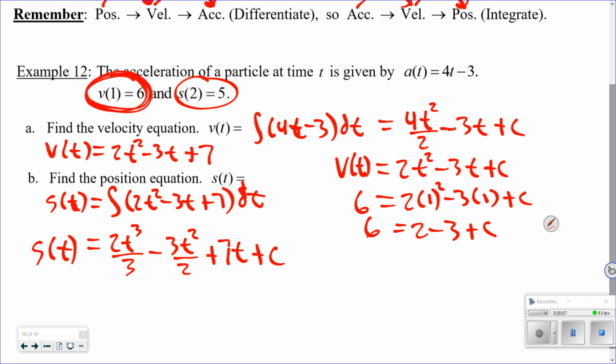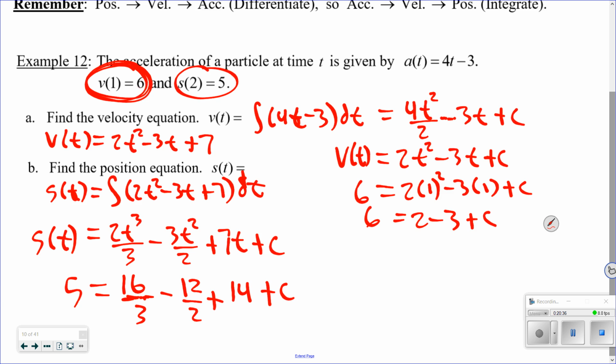So I know when I plug 2 in for t, I get 5 out for the position. So 5 equals 2 times 2 cubed, which is 8, times 2 would be 16, minus 3 times 2 squared. 2 squared is 4, times 3 is 12. Plug 2 in there, 7 times 2 is 14. Okay, let's solve for c and find out what c is equal to.